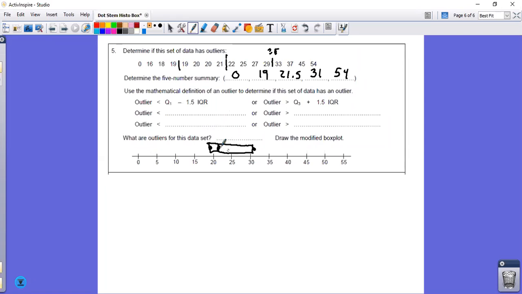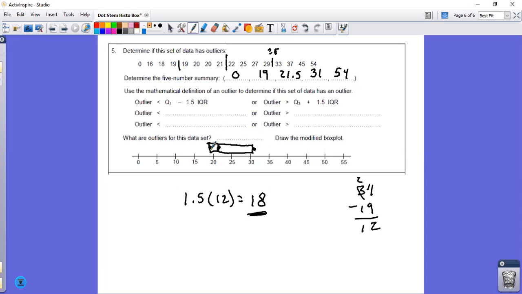So the way you figure that out is first, what is 1.5 times the box? Well, the interquartile range is 31 minus 19. Borrow: 11 minus 9 is 2. So it's 12. So what is 1.5 times 12? 1 times 12 is 12. Half of 12 is 6. And 12 and 6 add up to 18. So 1.5 times 12 is 18.